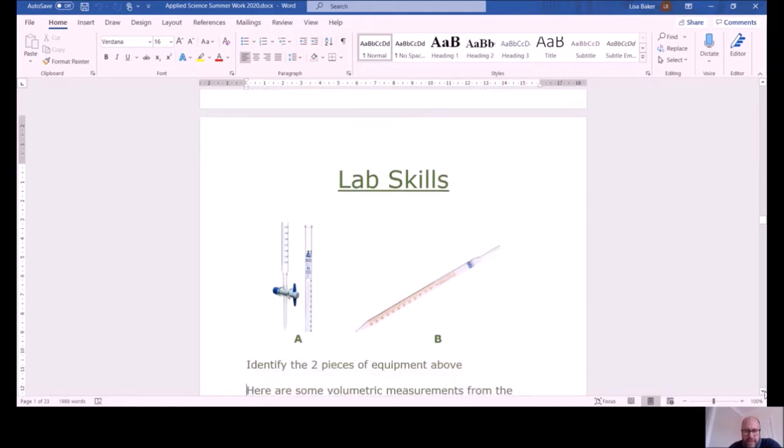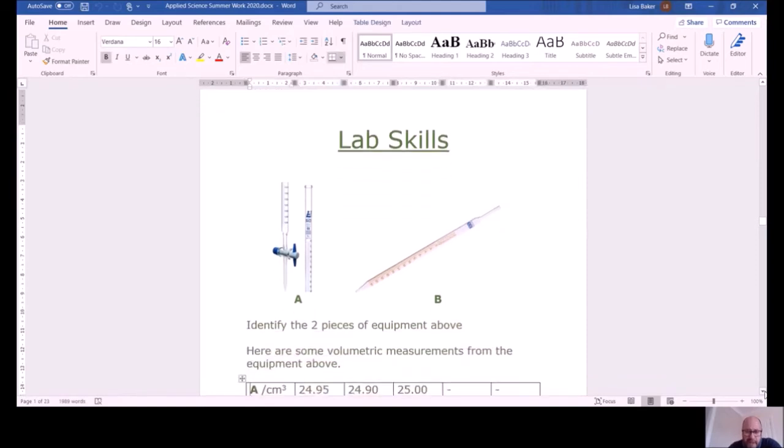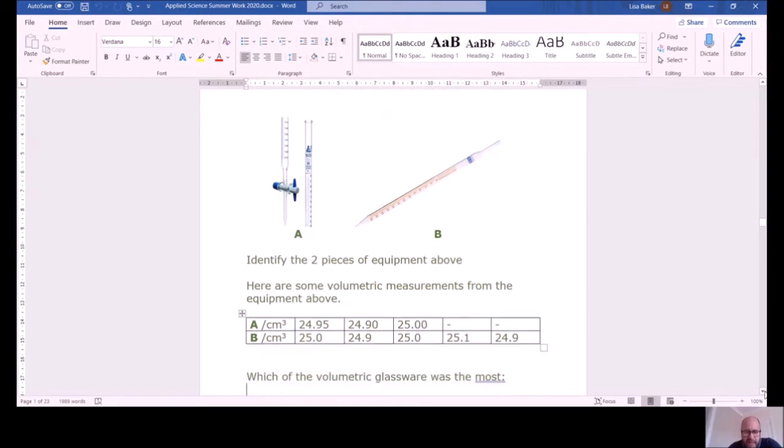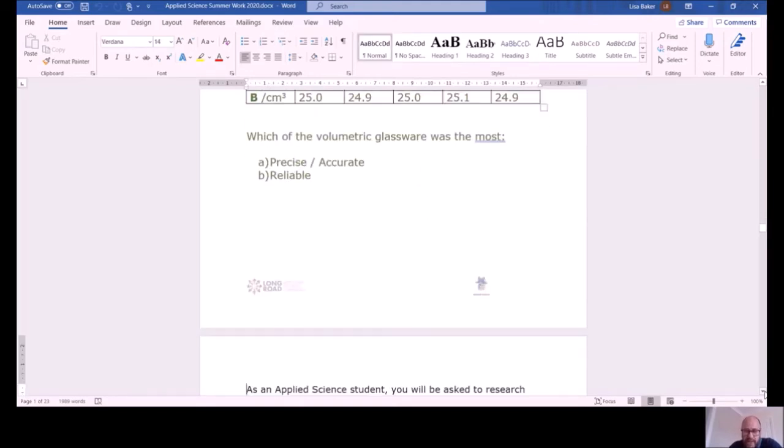Then we've got a bit of lab skills questions. Okay, can you basically name those two pieces of glassware? The results table in there is some volumetric measurements, so it could be from a titration, for example, where piece of equipment A has been used and 3 measurements have been taken. Okay, equipment B has been used 5 times, and that's all of the 5 measurements for equipment piece B.